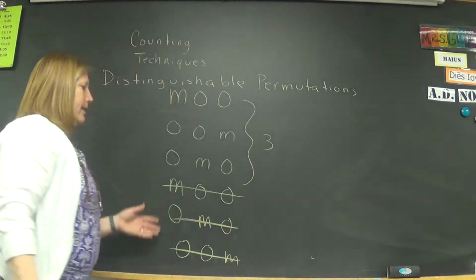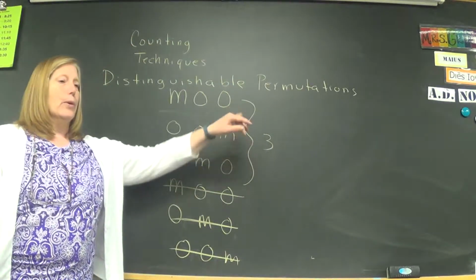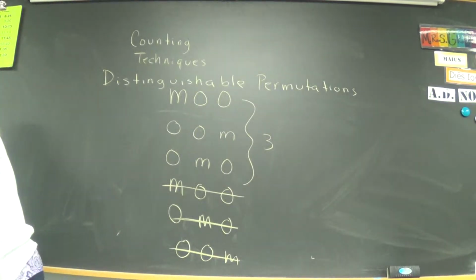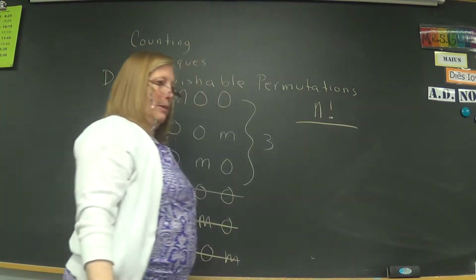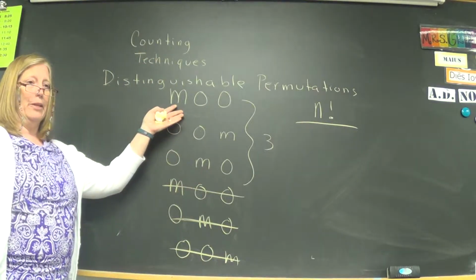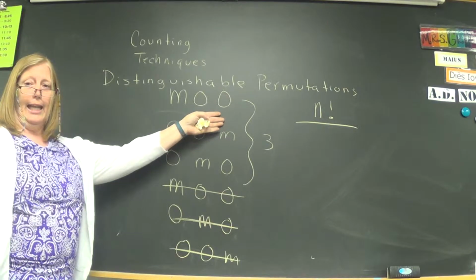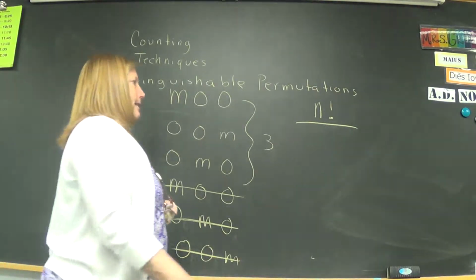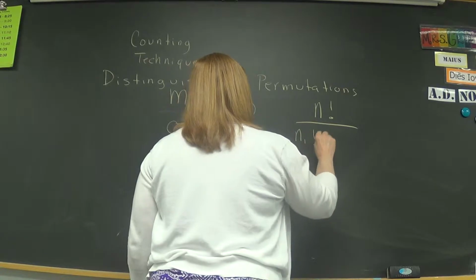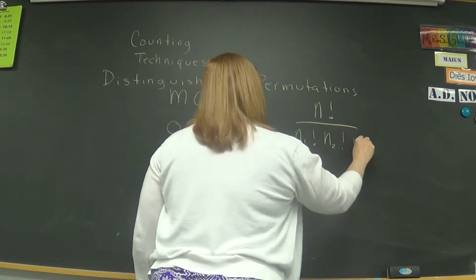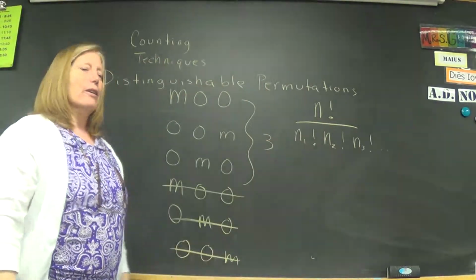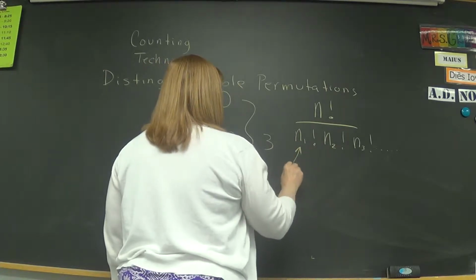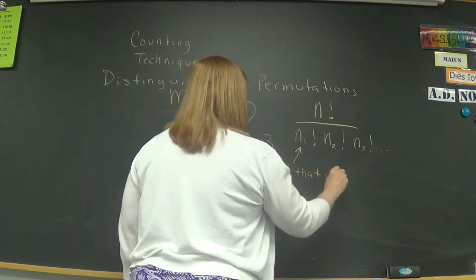It's easy when you have just this, we could write them out, but even if I added a 4th, it would take a long time to do. So this one we will do by formula, and it is n factorial, which is the number of objects in the problem in total, whether they're repeated or not. So that would be a 3. N is 3 for our mu problem. Divided by n1 factorial, n2 factorial, n3 factorial, and so on. And these little n's down here are the numbers that are alike.